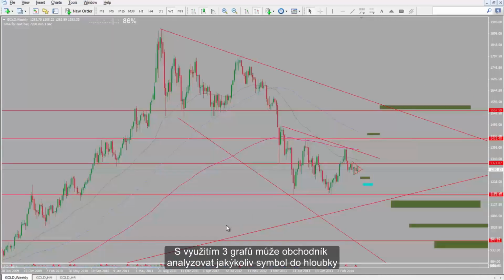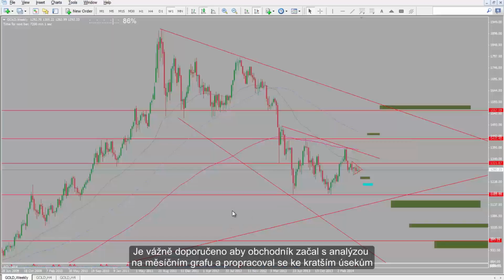Using the 3 charts, a trader can analyze any symbol thoroughly. It is strongly recommended that traders start the analysis of the monthly time frame and work their way to shorter time frames.